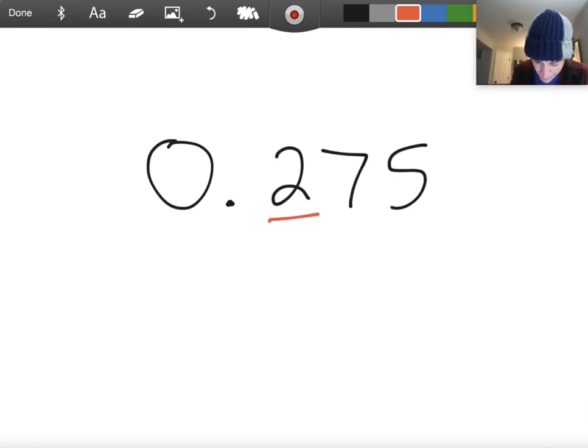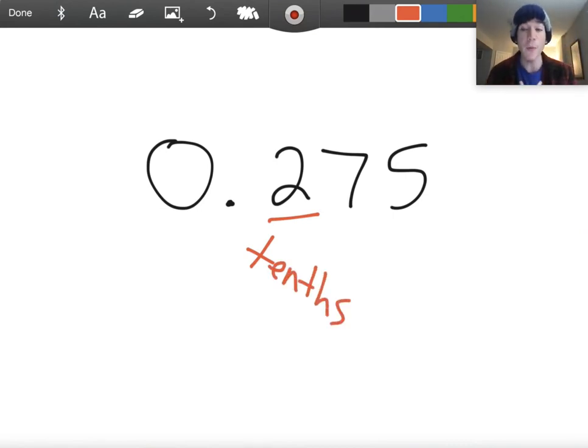So first we have the first digit beyond the decimal place. We call the tenths place. Remember, we call this the tenths place because it takes 10 tenths to make a whole. 10 of these pieces make one whole. Remember, when we're talking about whole numbers, we're talking about the numbers to the left of the decimal point, the ones, the hundreds, the thousands.